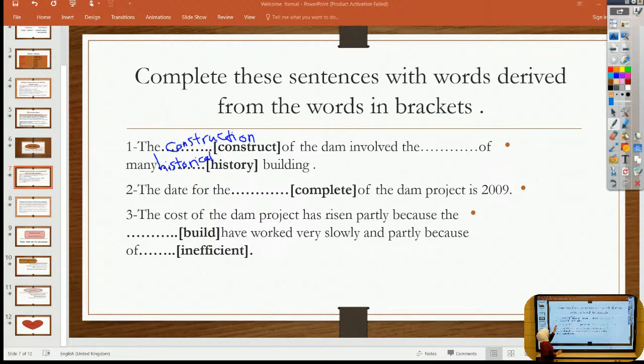Number two, the date for the complete of the dam. Here also, we must use the noun: completion of the dam.